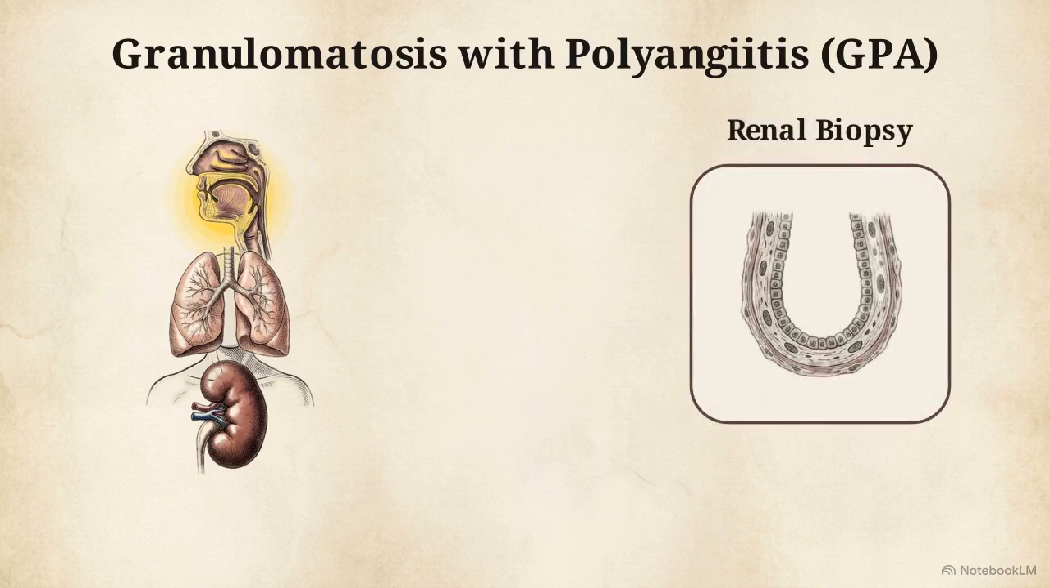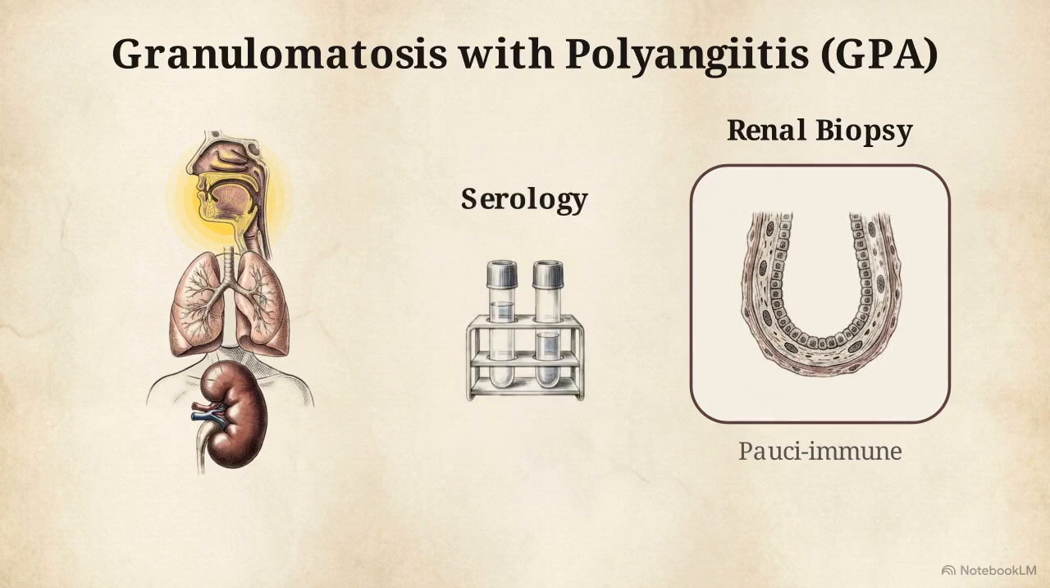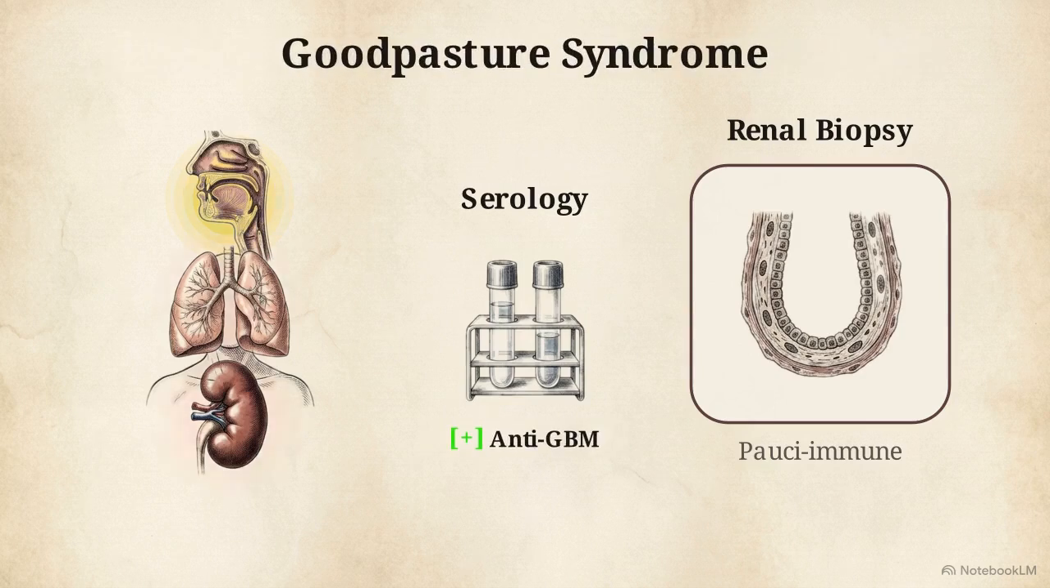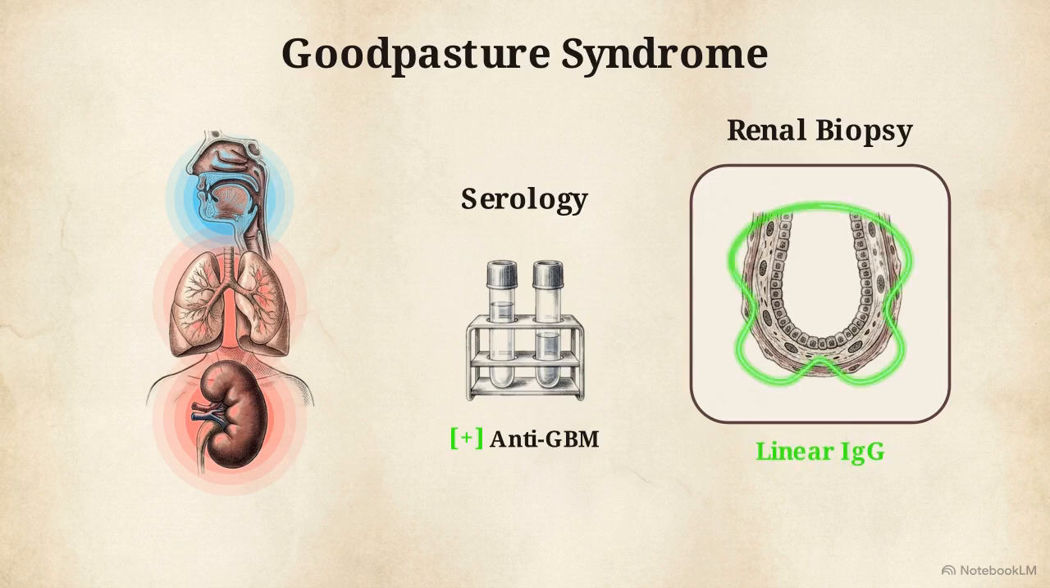On a renal biopsy, the glomerulus is pauci-immune, meaning it lacks antibody deposits entirely, while serum testing reveals high C-ANCA or PR3 positivity. Contrast this with Goodpasture. It completely spares the upper airway. Instead of a blank glomerulus, it presents with that strict, brightly glowing linear IgG signature.